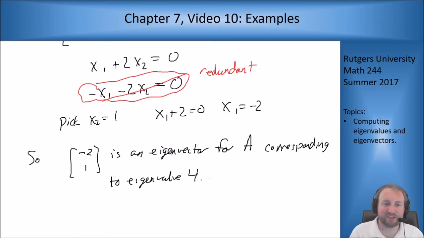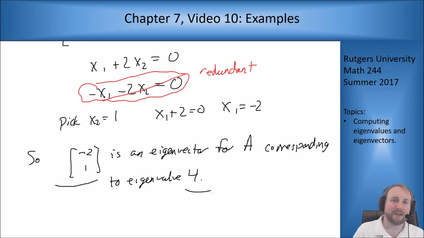If I were to pick x2 equals 2, I would get x1 equals minus 4, which gives me another eigenvector. It turns out in this case, all the eigenvectors for eigenvalue 4 are multiples of each other. All I care about is that I pick one of them. It doesn't matter that I can figure out what all of them are. I just need to pick one and have it work, so I can pick x2 to be 1 and we're fine with that. So this gives me an eigenvector for A with eigenvalue 4. So this is all set.